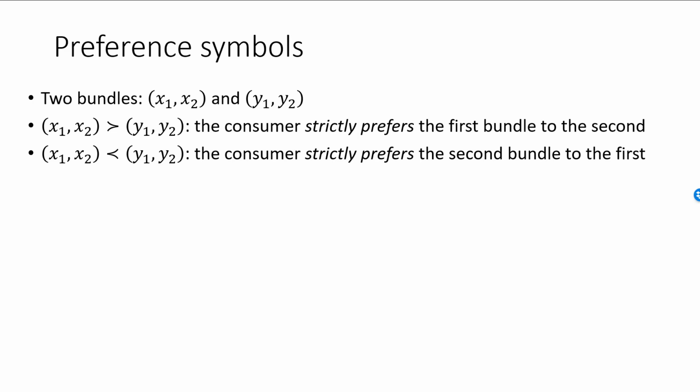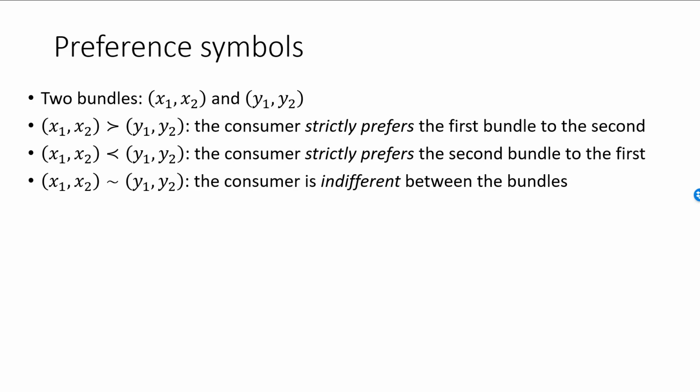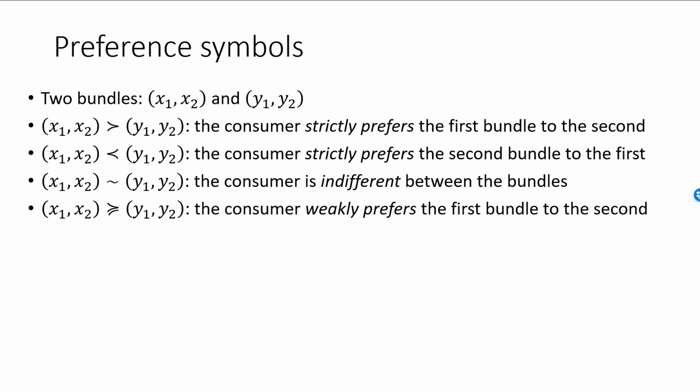It may also be the case that she does not strictly prefer any of the bundles. We then say that the consumer is indifferent between the bundles, and we use this little wiggle sign. The consumer is equally happy no matter which of these two bundles she receives. If it is the case that she either strictly prefers the first bundle or she's indifferent between the bundles, then we say that the consumer weakly prefers the first bundle to the second. You can view this as the exact opposite to the second case. It is false that the consumer strictly prefers the second bundle to the first.